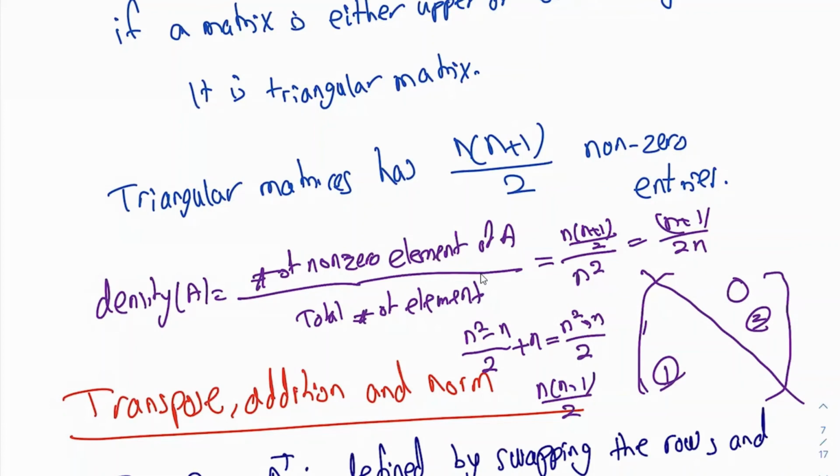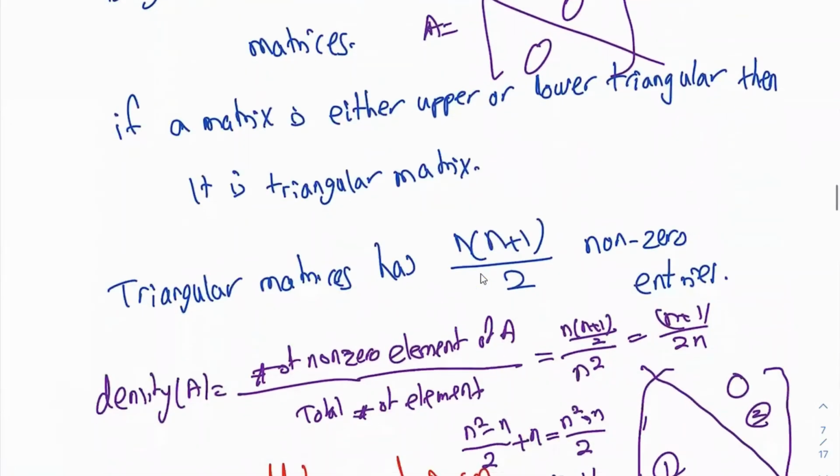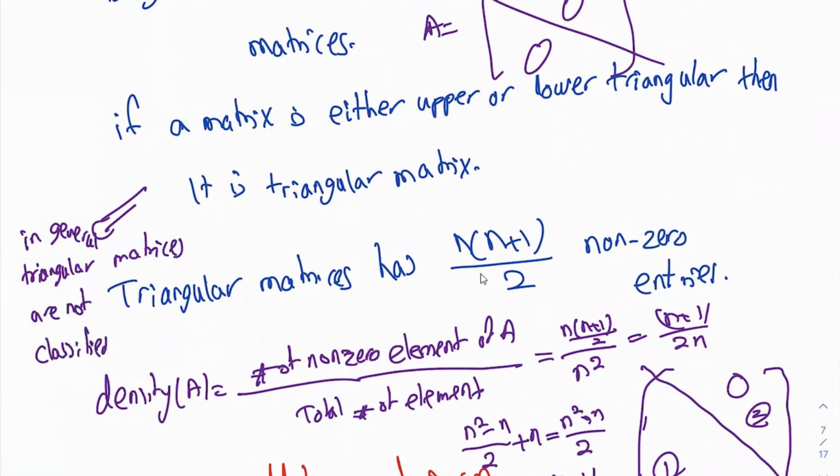Now, in general, triangular matrices are not considered sparse matrices. So I will write it down here. In general, triangular matrices are not classified as sparse.